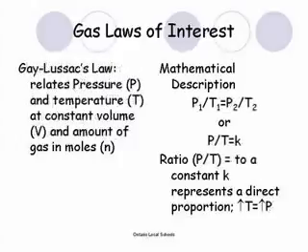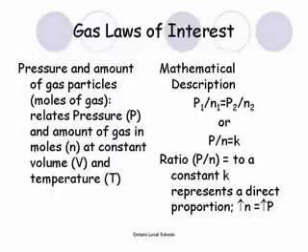Our next gas law of interest is called Gay-Lussac's law. It relates pressure and temperature at a constant volume and number of moles of gas. The mathematical description is P1 over T1 is equal to P2 over T2, or the ratio of P over T is equal to a constant K. Since the ratio is equal to a constant, this represents a direct proportion. If you increase temperature, pressure will increase. If you decrease temperature, pressure will decrease. Please note that the temperature, when you use it in gas law calculations, must be in Kelvin and not in Celsius.